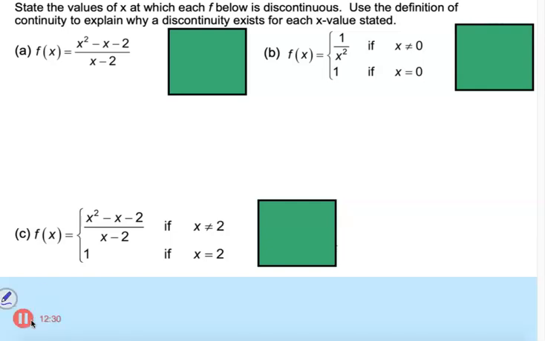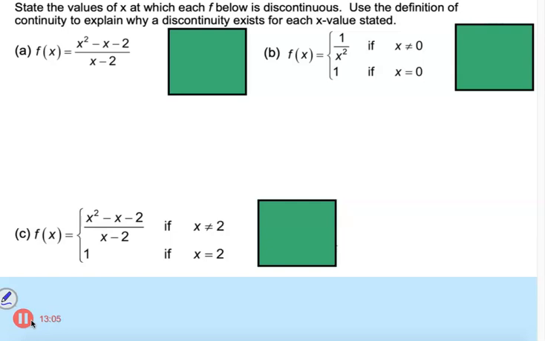So for the first one, coming to the front group. So Tarun, what x value jumped out at you as a possible point of discontinuity? 2. Why 2? Because if you put 2 as x, then on the bottom is 0. Yes. Anything that makes you divide by 0, there's going to be an issue, right? Okay, so that's the thing to investigate: anything that makes you divide by 0.